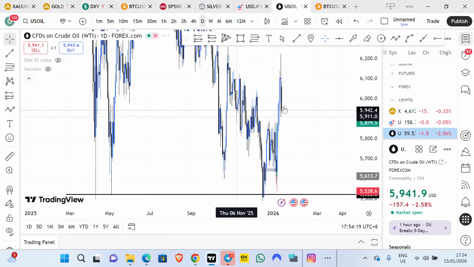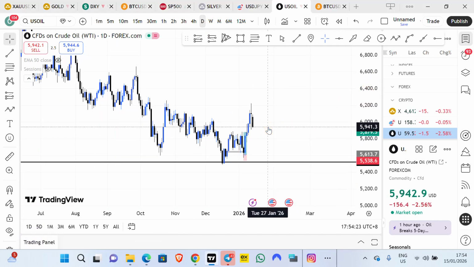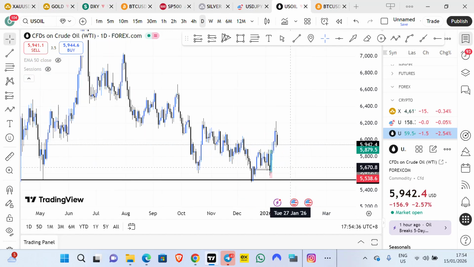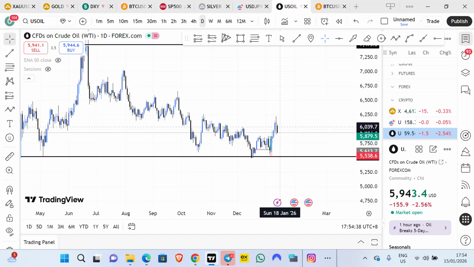We have US oil. This is on the daily time frame. You know our strategy, we go to the daily time frame because we are a day trader and a swing trader. So this is US oil on the daily time frame.